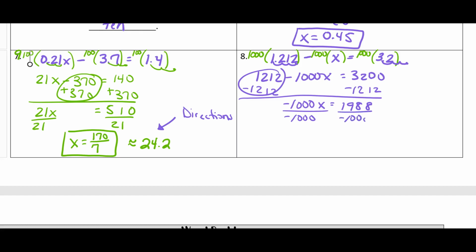Now anytime we're dividing by a multiple of 10, this is kind of nice. All we have to do is remember to move the decimal to the left. So x is going to equal a negative 1.988. And because this decimal is exact, this is the answer I would want.